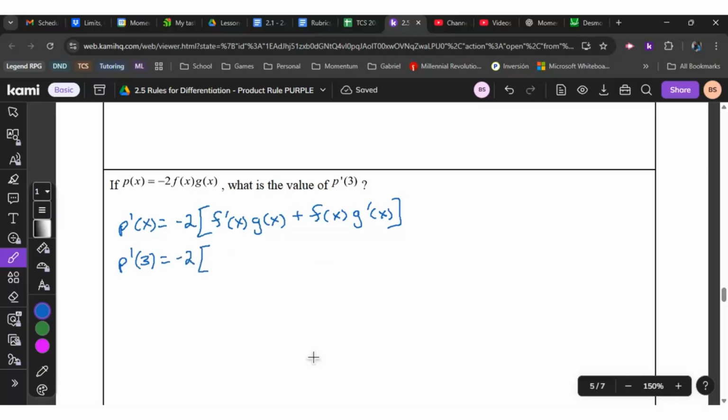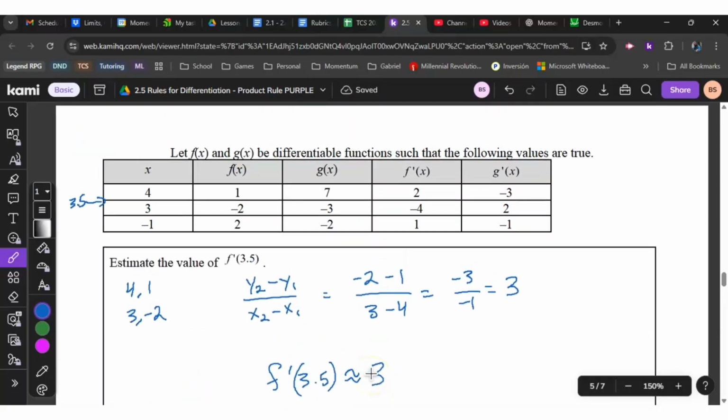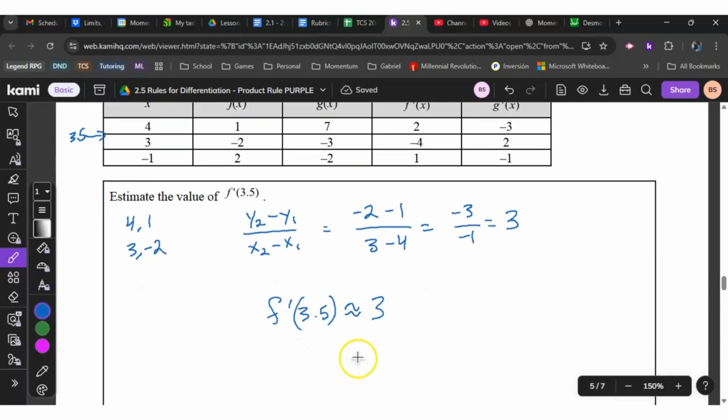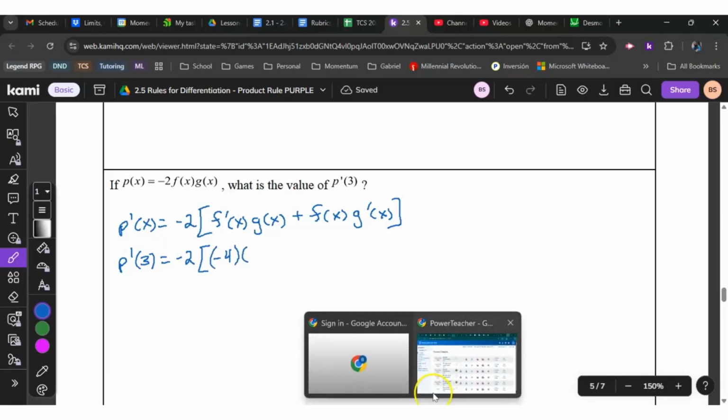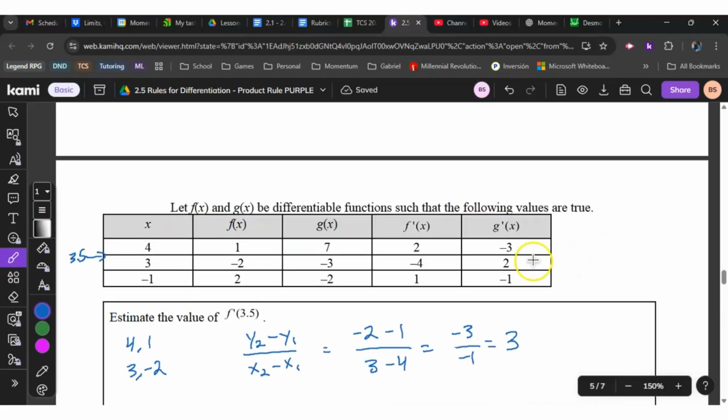And so then, do you want me to rewrite it with the 3's, or do you want to just find what they are? Find what they are. Okay, so f prime of 3. Let's go look at our table. f prime of 3 is negative 4. Do you see how I'm doing that? Okay, like I said, these table questions are actually easier if you understand them. Now, what is g of 3? g of 3 is negative 3.